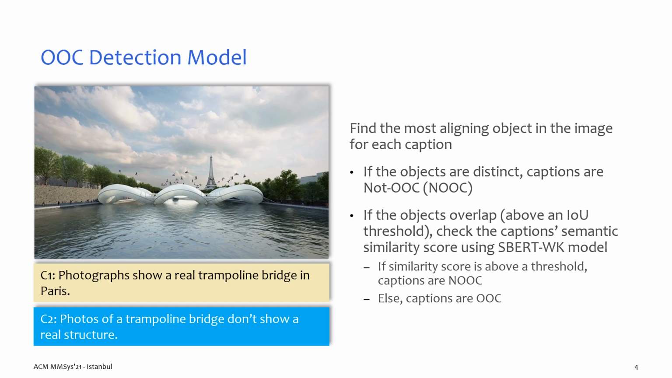On the other hand, imagine these captions talked about different objects in the image. Let's suppose one about the bridge and the other one about the Eiffel Tower at the back. Then obviously the captions would have low semantic similarities still. But in this case, since the objects would be distinct, it would be okay for the captions to be semantically not similar. In this case, the model would predict the captions to be not out of context.